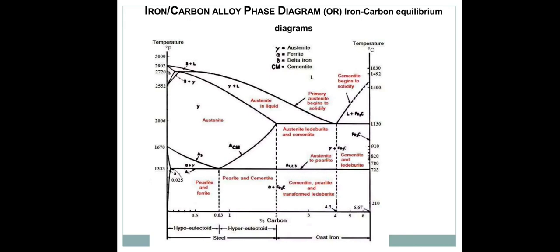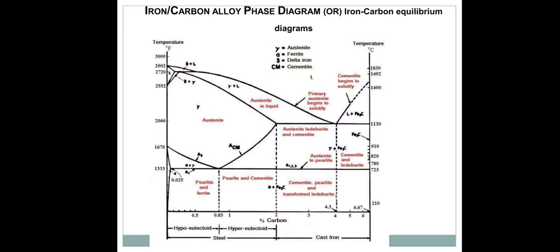Troostite. Troostite is the mixture of radial laminae of ferrite and cementite. In fact, it differs from pearlite only in the degree of fine lines. The constituent is also known as troostitic pearlite. It is the microstructure consisting of ferrite and finely divided cementite produced on tempering martensite below 450 degrees centigrade.